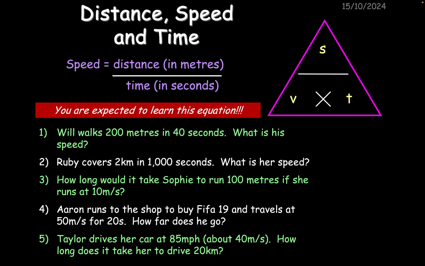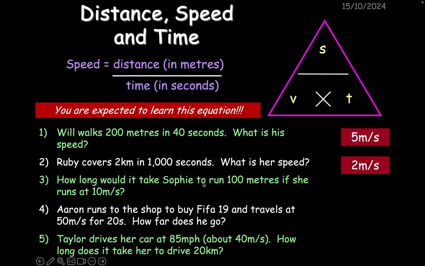Will walks 200 meters in 40 seconds. What is the speed? 200 divided by 40 gives you an answer of 5 meters per second. Ruby covers 2 kilometers in 1,000 seconds. So remember, if it's 2 kilometers, you've got to change it to meters first. So it'll be 2,000 meters in 1,000 seconds. What is her speed? The answer is 2 meters per second.